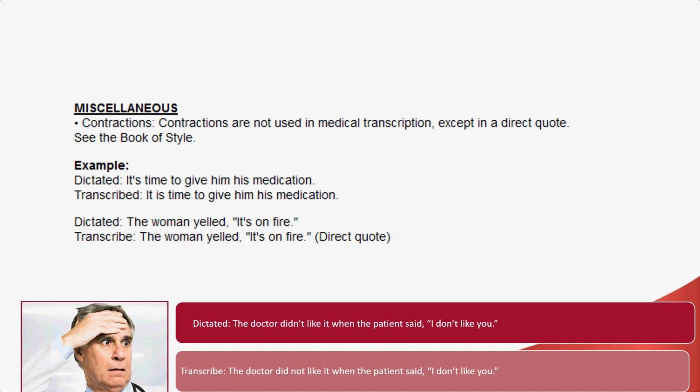So if it's outside the quote, expand. If it's inside the quote, leave it as is. So as an example, the doctor didn't like it when the patient said, "I don't like you." So you would transcribe the doctor did not like it when the patient said, "I don't like you." So we're going to keep the contraction in the quote, but the contraction that was outside of the quote we're going to expand. And that will become second nature to you over a bit of time. It doesn't take too long. When you hear the doctor say contraction, it's not part of a quote, you're just going to know to expand it. So keep an eye on that.